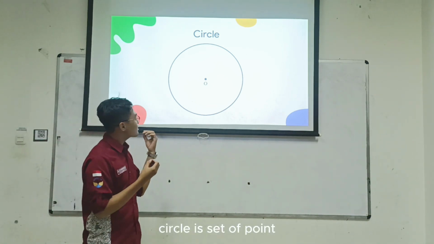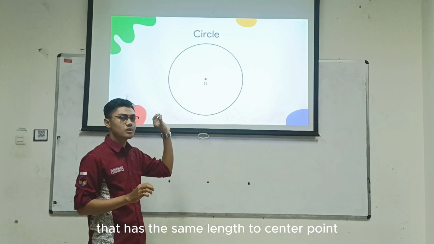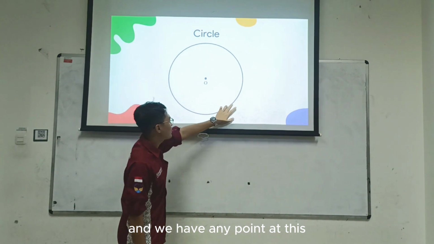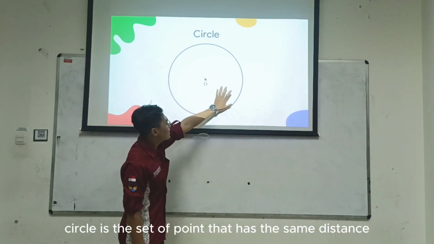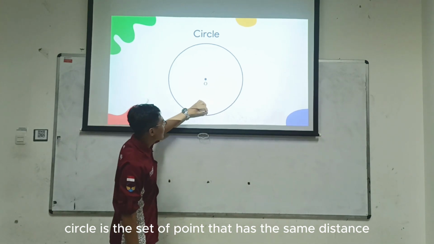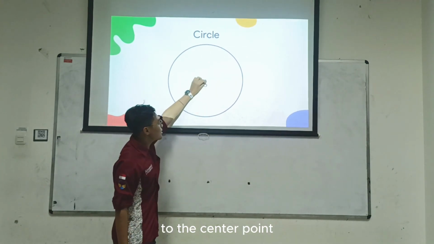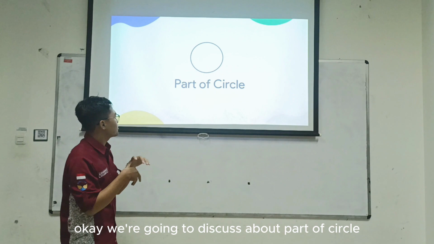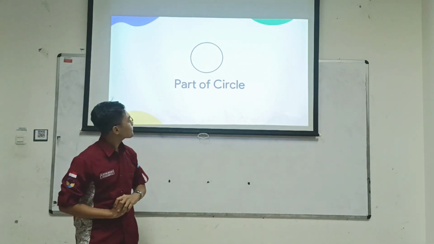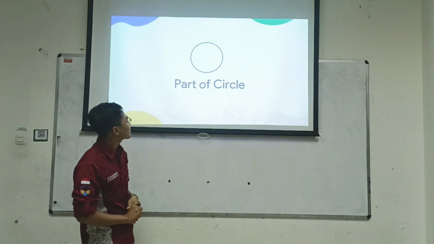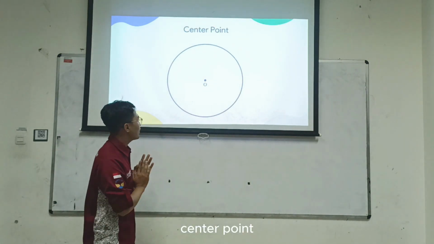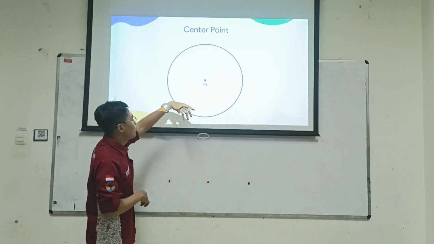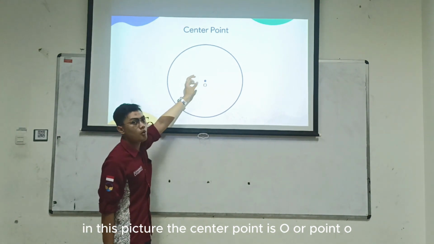A circle is a set of points that have the same length to the center point. So if we have this center point and any point on this circle, the circle is the set of points that have the same distance to the center point. Do you understand? Okay, we're going to discuss the parts of a circle. The first part is the center point. The center point is the point located in the center of a circle. In this picture, the center point is O.